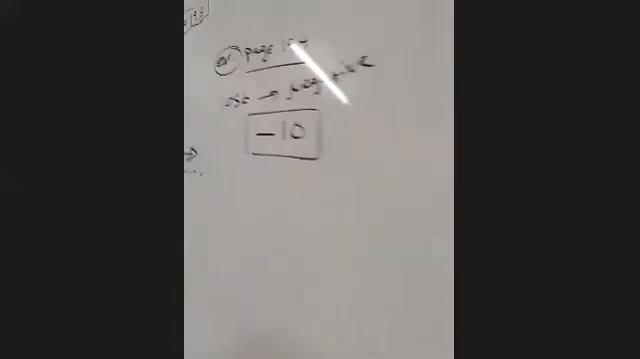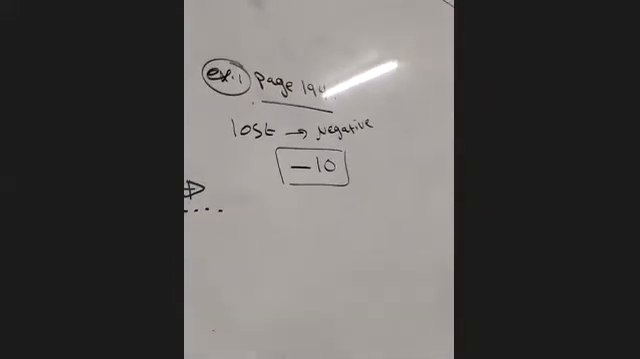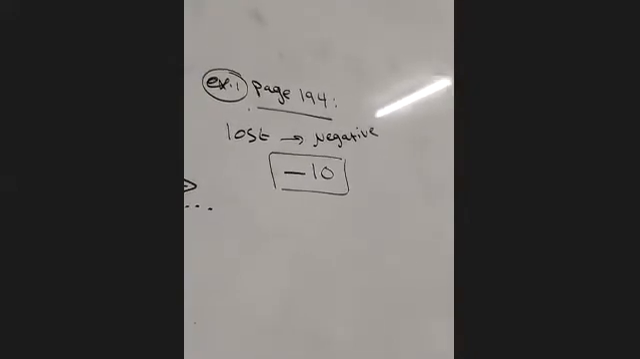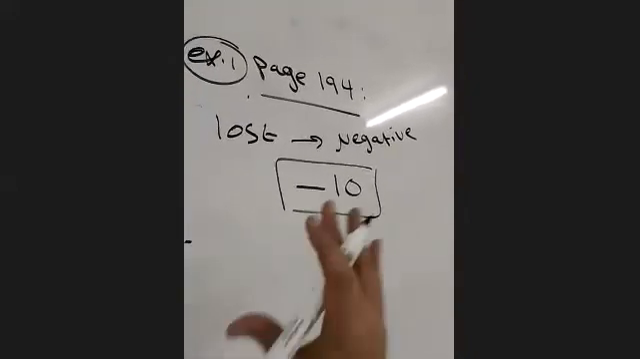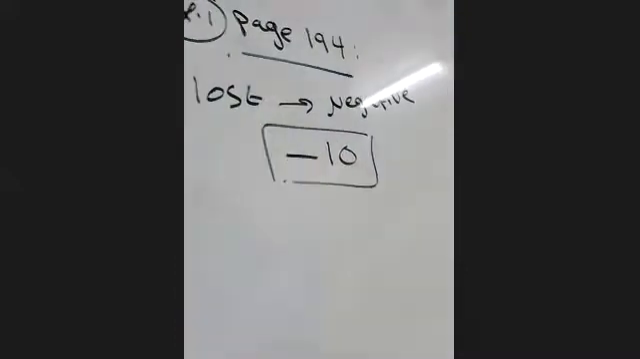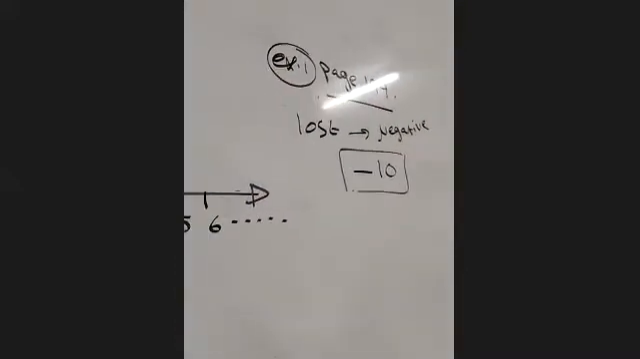So here in this example, the question said this team lost 10 yards. So what's the integer that represents this situation? Negative 10. Negative 10. Okay.